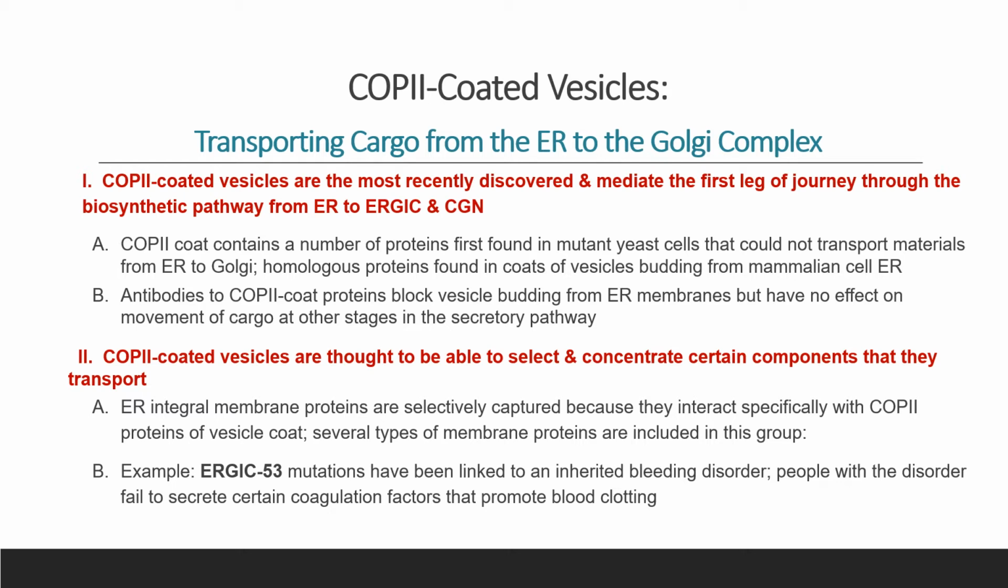So, COP2 vesicles are thought to be able to select and concentrate certain components that they transport. They are selectively capturing these integral membrane proteins because they interact specifically with COP2 proteins of the vesicle coat, and several types of membrane proteins are included in this group. For example, ERGIC-53 mutations have been linked to an inherited bleeding disorder, and people with the disorder fail to secrete certain coagulation factors that promote blood clotting.